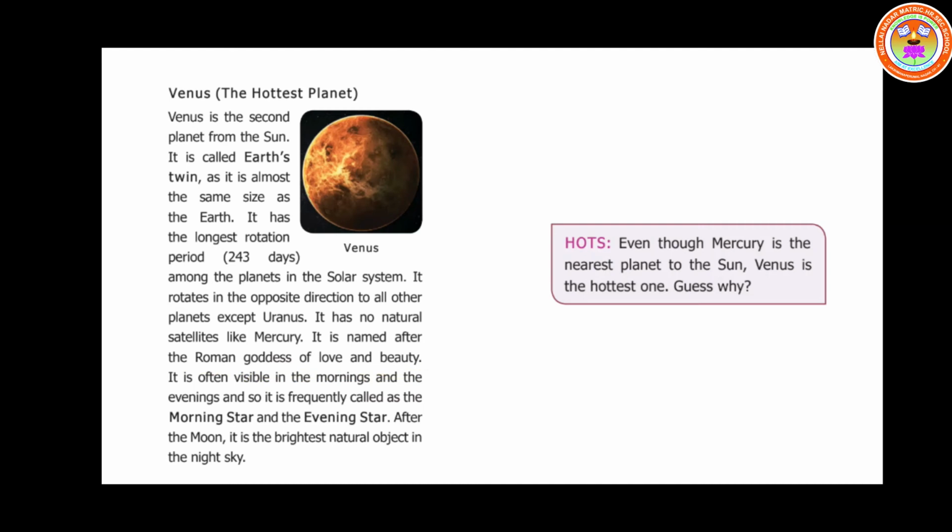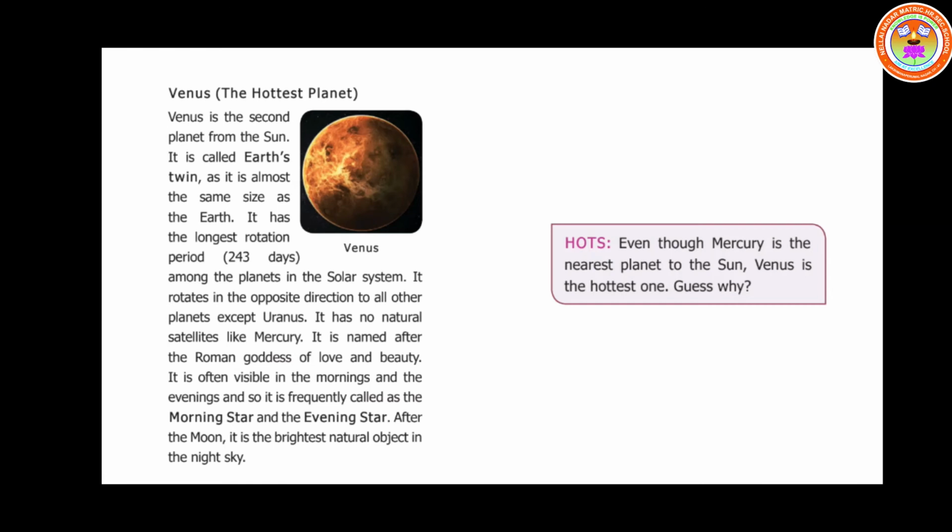It is often visible in the mornings and the evenings, and so it is frequently called the morning star and the evening star. Is it clear, children? After the moon, it is the brightest natural object in the night sky. So this planet is also called morning star and evening star. Do you understand?